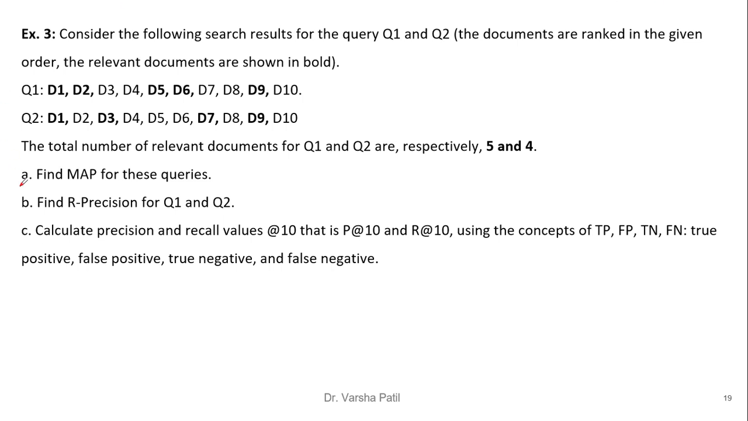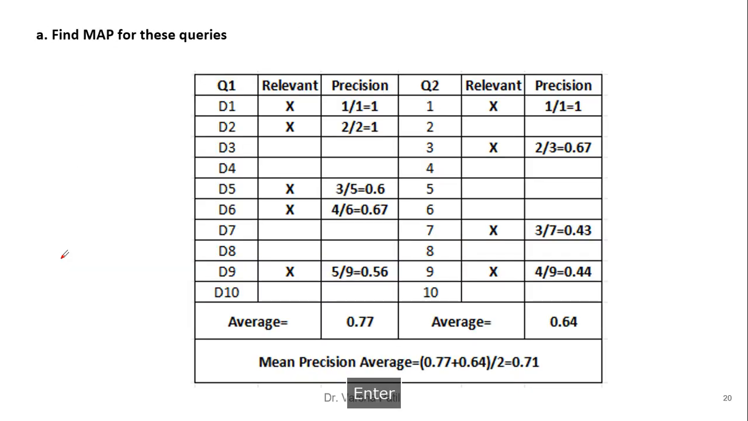Now see the next example. Consider the following search results for the query Q1 and Q2. These 10 documents get retrieved, and the highlighted ones are the relevant documents. For the first, 5 documents are relevant, and for the second, 4 documents are relevant. Find the MAP for this query. Find the R precision for Q1 and Q2. Calculate the precision and recall at 10. So we will solve the problems one by one.